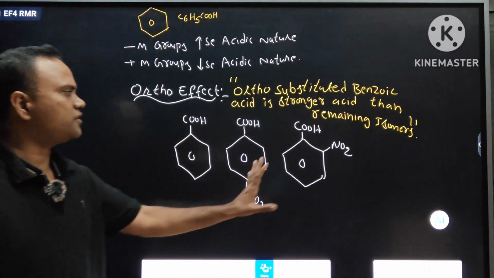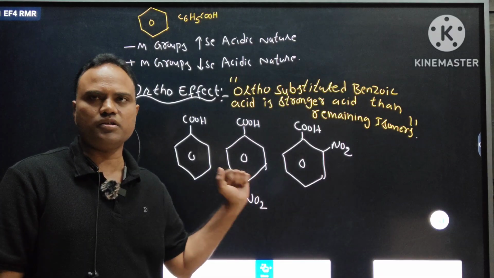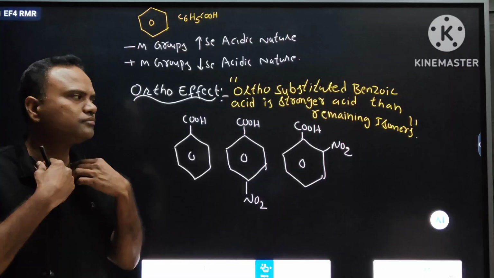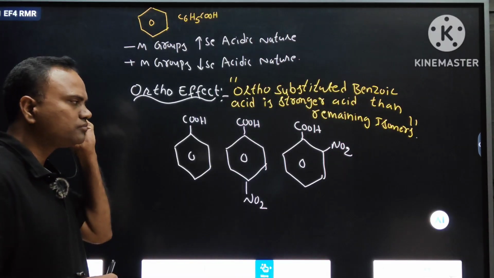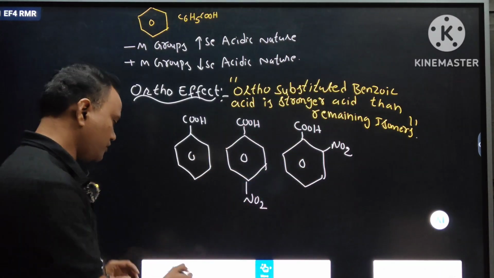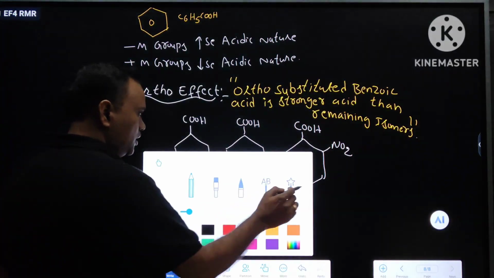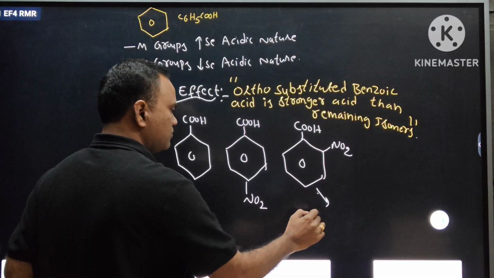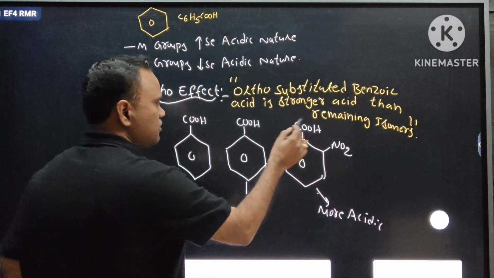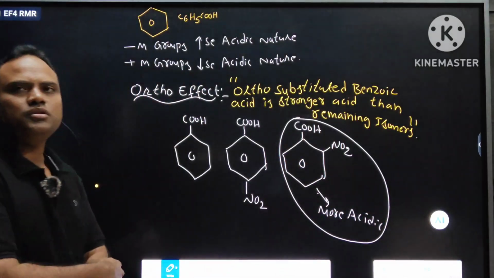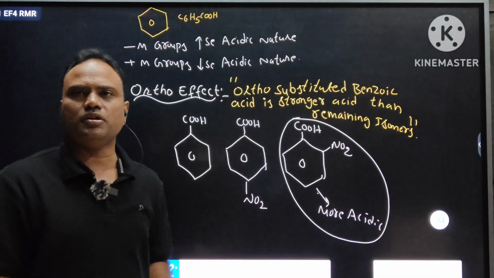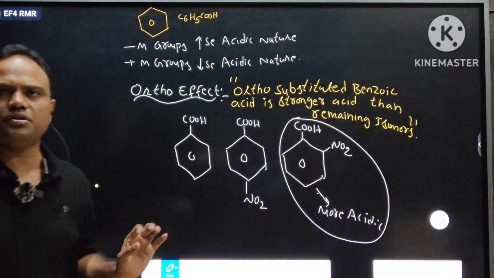We will do the examples. First of all, the concept of the ortho effect should be clear for everyone. Let us start the example. According to our statement, this will be more acidic, right? Don't write, I'll give examples only. This will be more acidic because this is ortho substituted benzoic acid. Remember the two statements and this phenomenon, the ortho effect. Okay, let us start the examples.